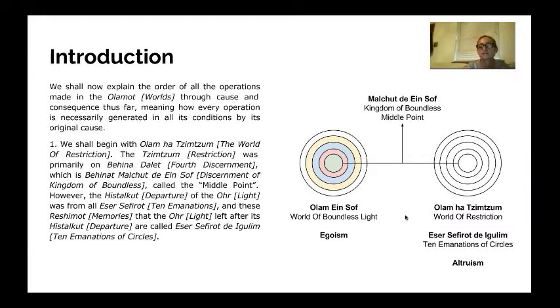Can I ask a question? Yeah, go for it. It may not have any relevance. Do the colors mean anything? I know red represents Bina. So do these mean anything right here?